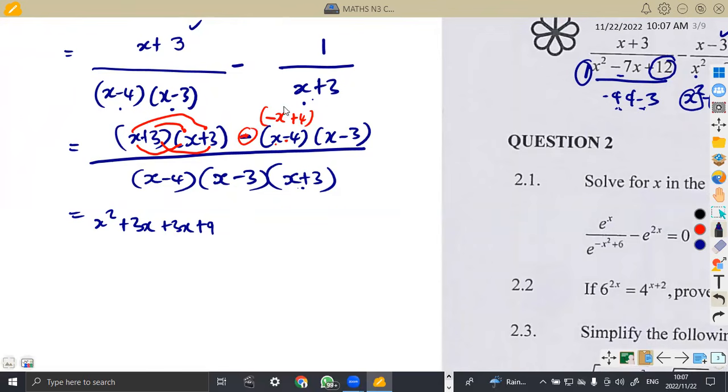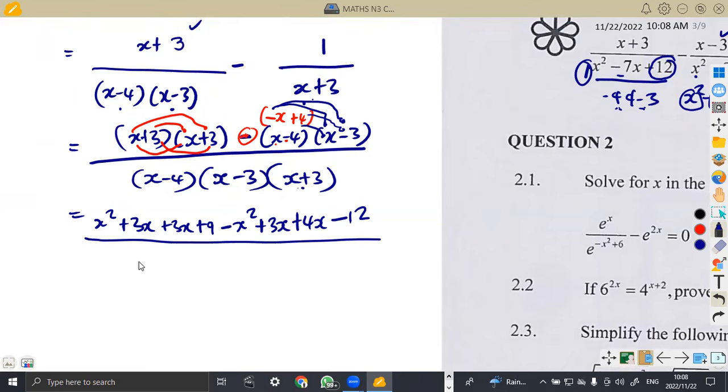We can now expand negative x by x, which is negative x squared. Negative x by negative 3, that is positive 3x. 4 and x, that is positive 4x. 4 and minus 3, that's negative 12. Everything over the denominators, x minus 4, x minus 3, x plus 3.